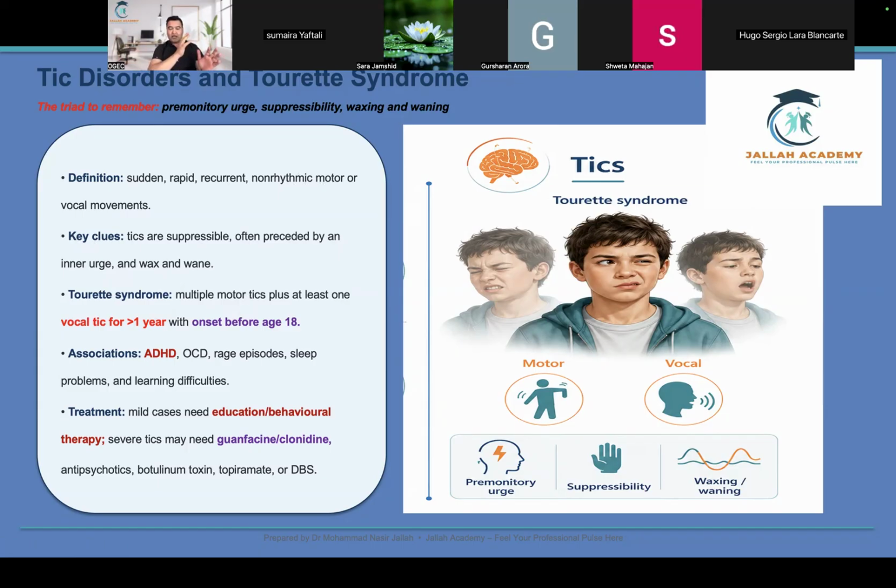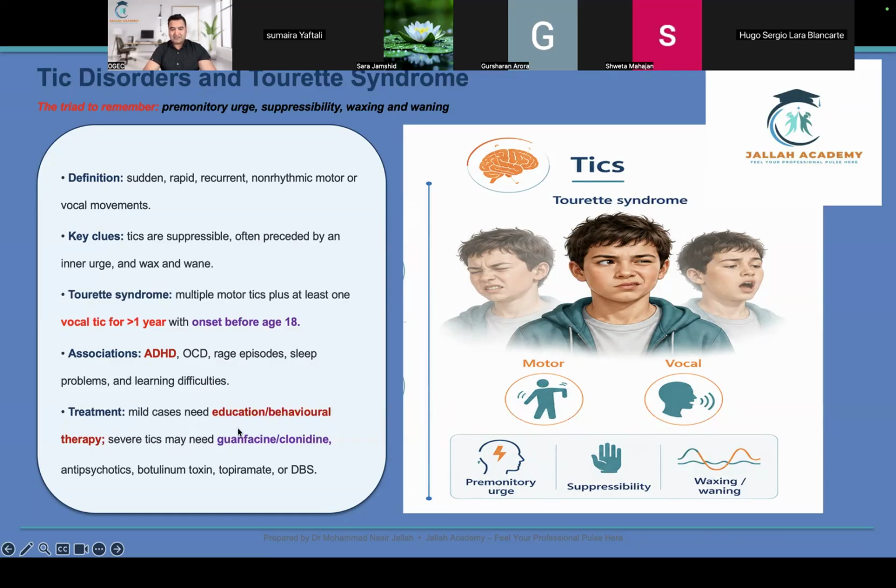For Tourette, we have multiple motor, at least one vocal. And the timing for the tic is less than 1 year, but for the patient with Tourette it is more than 1 year. All right, so Tourette is multiple motor plus at least one vocal for more than 1 year with onset before age 18, associated with attention deficit hyperactivity disorder, OCD, rage episodes, sleep problems, and learning difficulties.